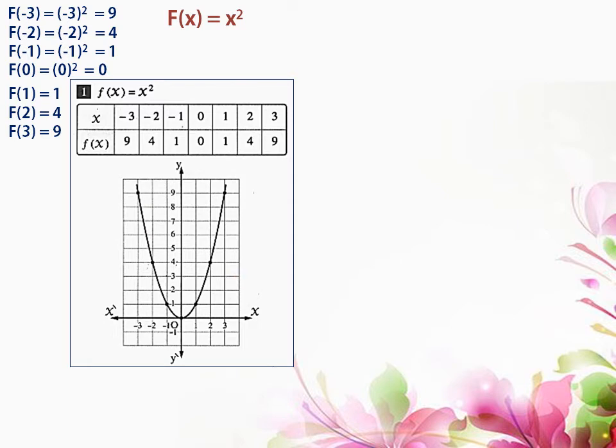The second function, f of x equals negative x power 2. Let's graph it. The first step, we will replace x by its values like this.